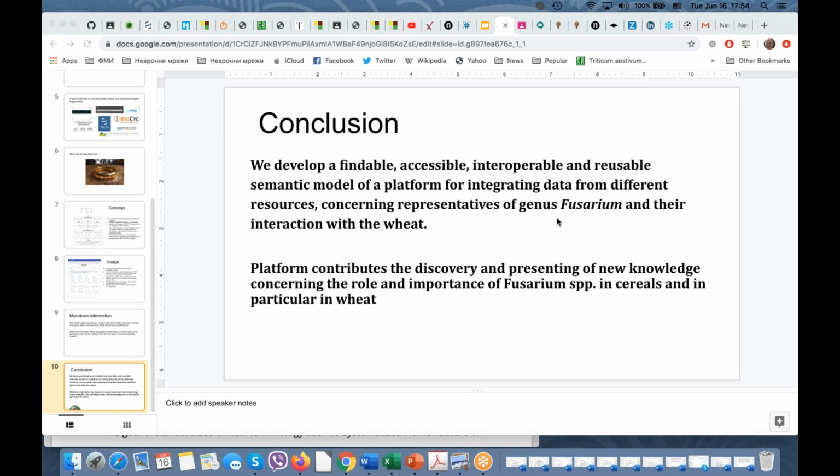The conception is that there is no good data integration platform for how to use the Fusarium data and the interactions of Fusarium with cereal. And after that, to develop all the computational side of this idea. So this is what I wanted to say.